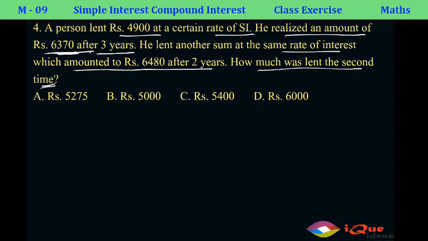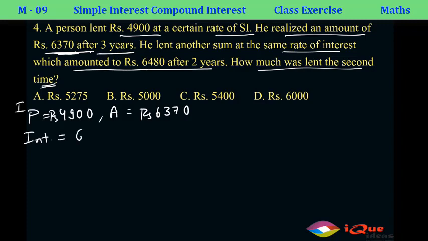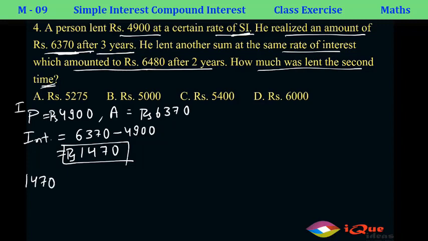Right. So from the first one, the principal amount in the first case is equal to 4,900 rupees. Right, and the final amount is equal to 6,370. That means the interest value in the first case will be equal to 6,370 minus 4,900. Now 6,370 minus 4,900 will be equal to 1,470. So interest in the first case is 1,470 rupees, and this is simple interest. So we can directly apply the formula of simple interest, that 1,470 is equal to P into R into T, and T is 3 years, so 3 divided by 100. From here we can calculate rate of interest.